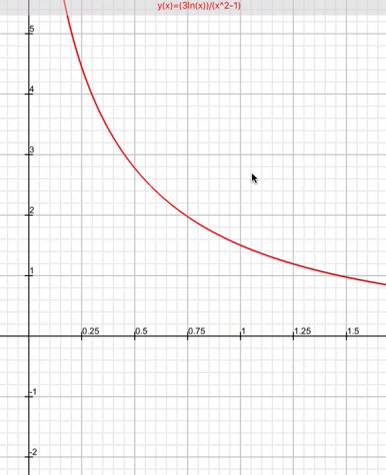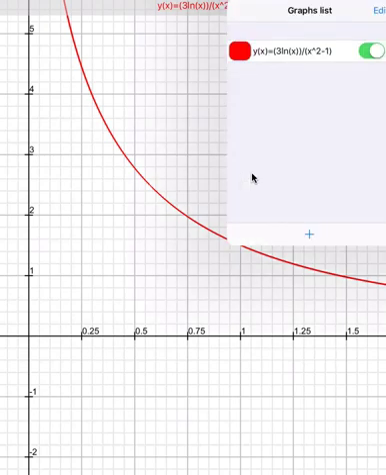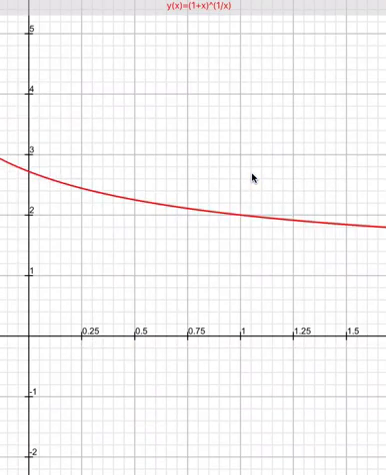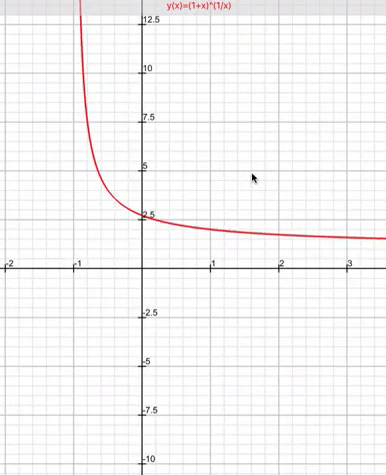Let's get rid of this graph and clear that one out. The function I want to graph is 1 plus x, close parentheses, raised to the 1 over x power, close the parentheses there. Here's my graph. That's what the graph looks like right there.